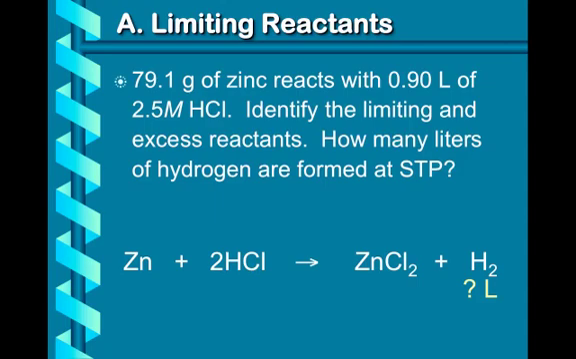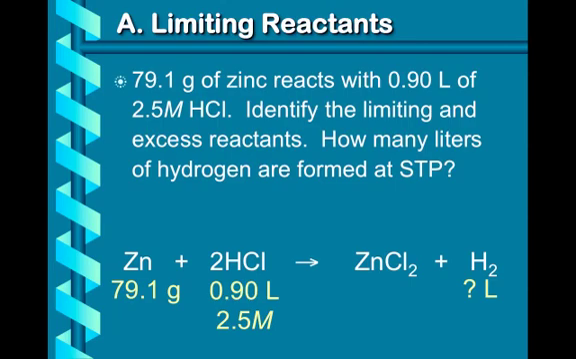Now, remember, we have to go from moles to liters of the gas by using the molar volume, which is a constant in this chapter. What we're starting off with are our knowns. We have 79.1 grams of zinc and 0.90 liters of 2.5 molar hydrochloric acid.